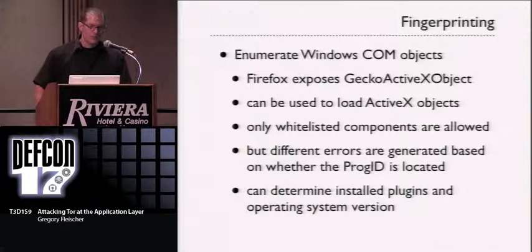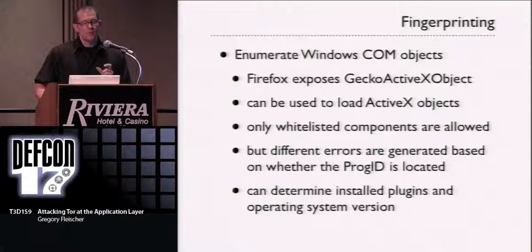We can also enumerate Windows COM objects. And normally this would seem like it's impossible. Firefox doesn't support COM and ActiveX, but there was this old Netscape thing in there called Gecko ActiveX object, and you can create and instantiate ActiveX objects, but the problem is you have to have a whitelist, and this whitelist is, I don't think it's really documented very well, and it doesn't work.